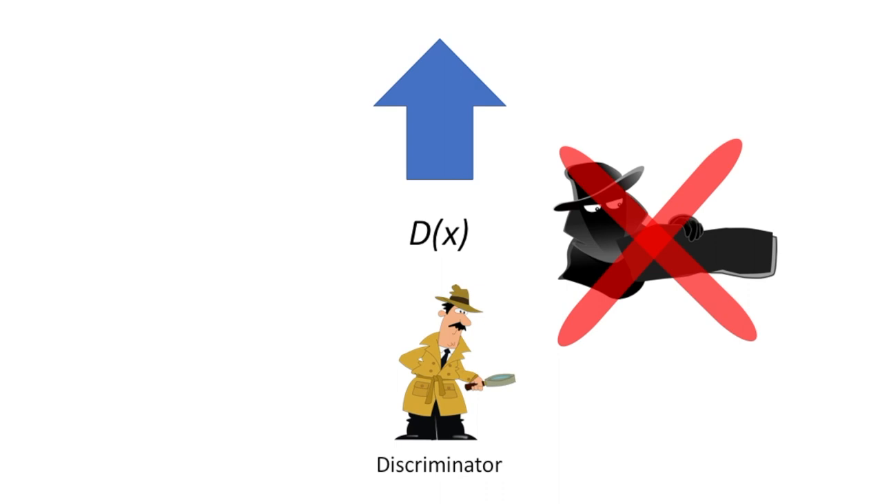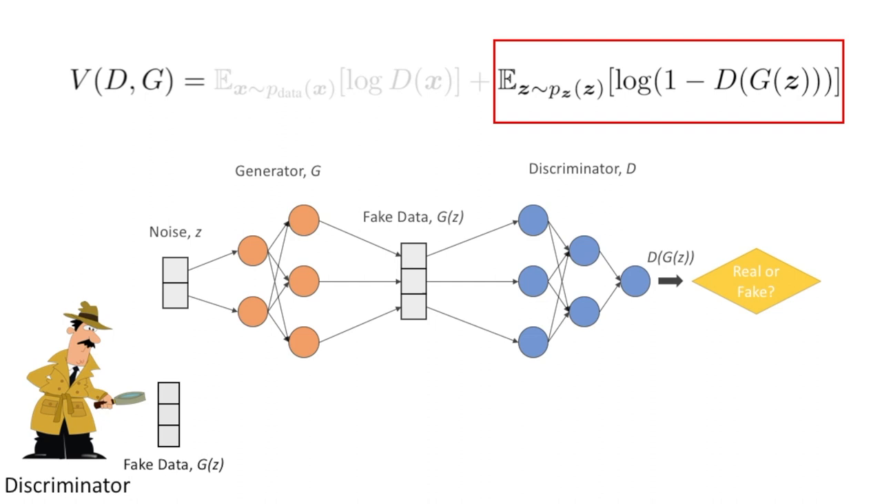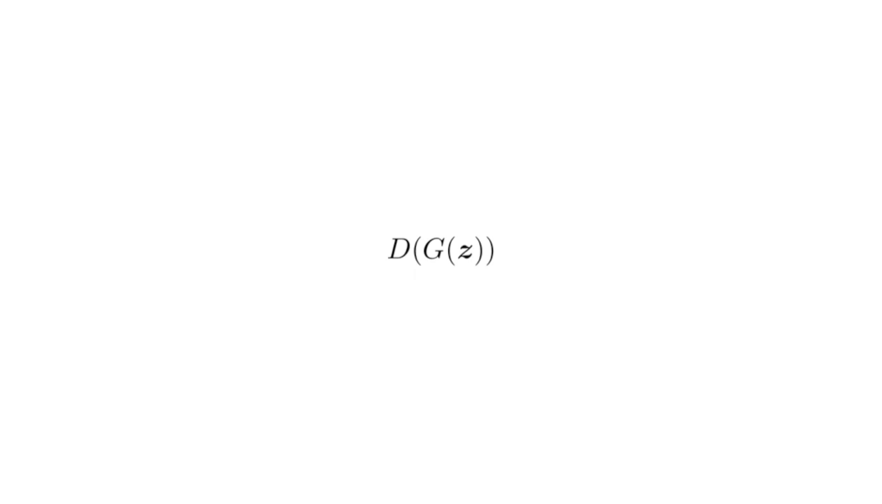The second term is the expected value of the log of the quantity 1 minus the discriminator's prediction on the fake samples. Once again, D of G of Z is just the discriminator output when feeding in fake samples. And the expectation is just the average of the predictions when you pull a lot of noise input for the generator. Let's take a deeper look at the D of G of Z term.